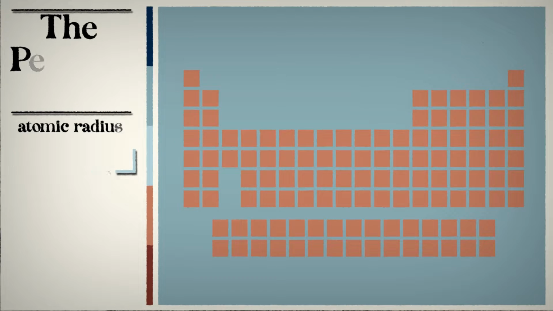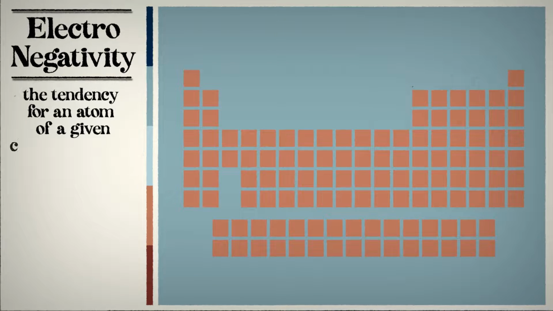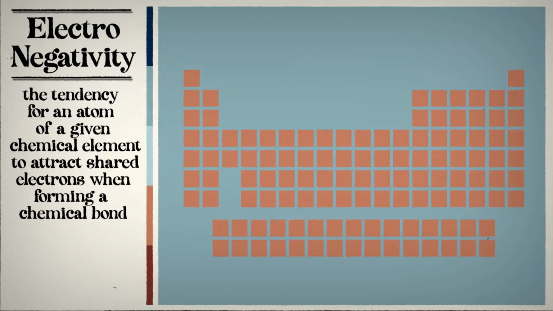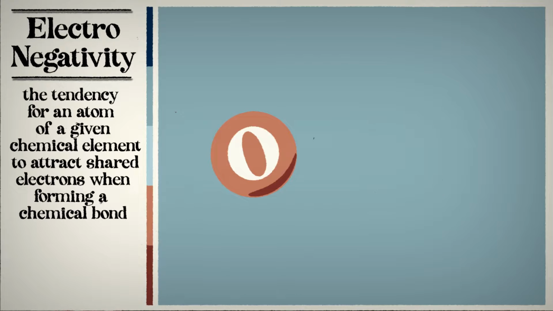The textbook definition of electronegativity is the tendency for an atom of a given chemical element to attract shared electrons when forming a chemical bond. But I find that definitions like these can actually hurt as much as they help. So instead, let's do an illustration. Okay, let's start with an oxygen atom, and let's bind it to a different atom.